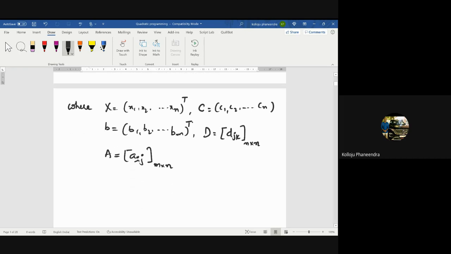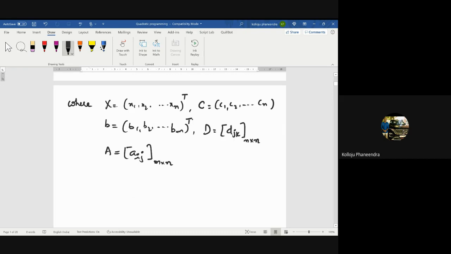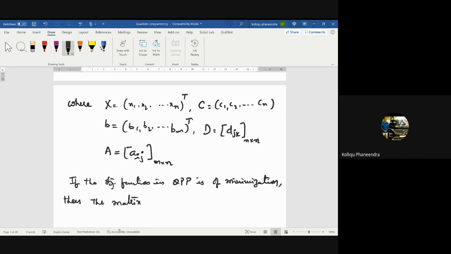Okay. And the conditions are same. If the objective function in quadratic programming problem is of minimization, that means objective function is minimization, then in the quadratic form x transpose Dx, the matrix D is symmetric matrix. Already you know this one.